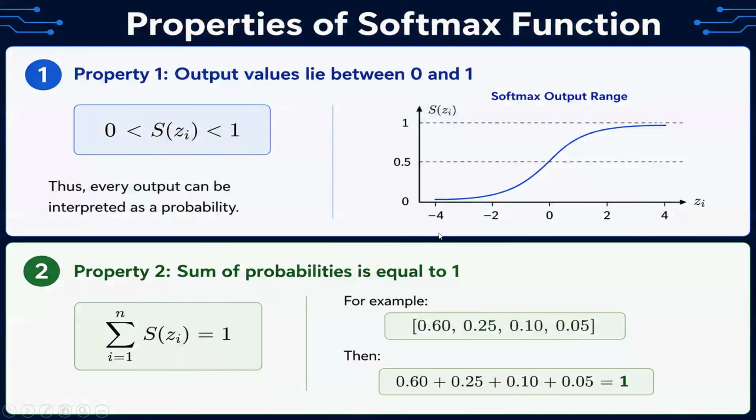Next, the output lies between 0 and 1. So if you calculate the softmax and add the softmax values, the output is 1. Sum of probability is always 1. So property number 2 is that the sum of probability is always 1. This is the second property of the softmax function.